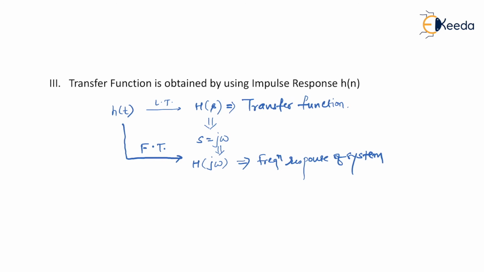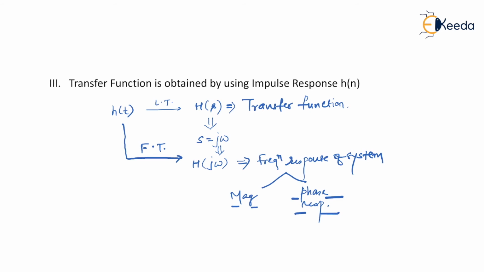Using this frequency response, you can have two categories, that is a magnitude response and a phase response. Magnitude response tells you how the magnitude of the system is changing with respect to frequency, and how phase is changing with respect to frequency. It is obtained with the phase response.